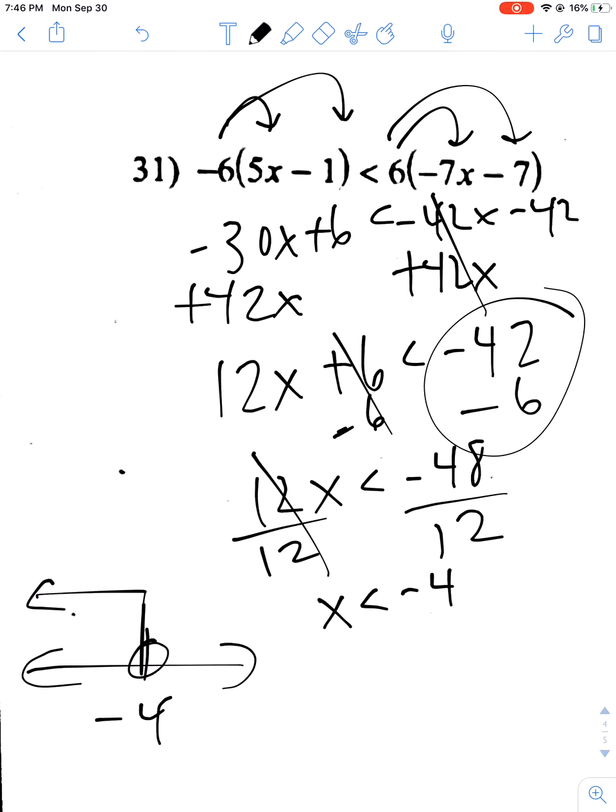Interval notation, when does it start working? Well, down here in negative infinity. When does it stop working? Negative 4. Always open, so a parenthesis. And open circle, parenthesis.